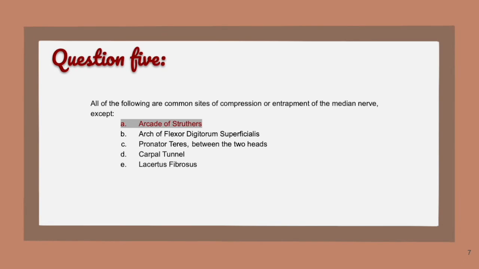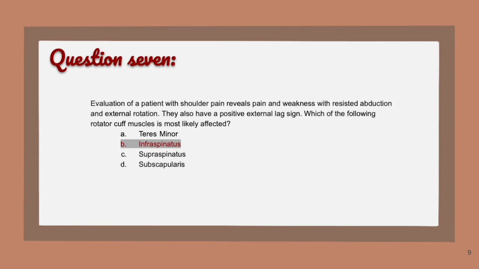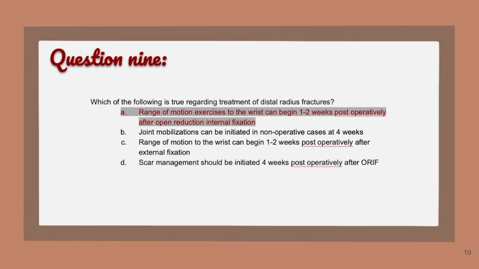Question 5, the answer is A, arcade of Struthers. Question 6, the answer is A, impregnated gauze or a non-adherent contact layer. Question 7, the answer is B, infraspinatus. Question 8, the answer is C, shoulder abduction and internal rotation. Question 9, the answer is A, range of motion exercises to the wrist 1 to 2 weeks postoperatively after ORIF.